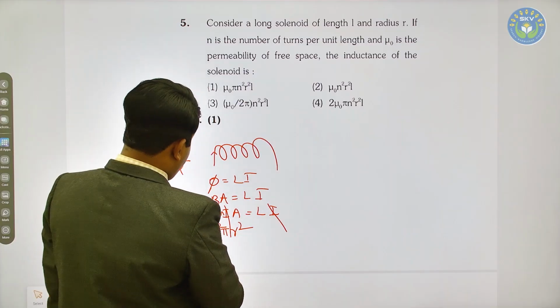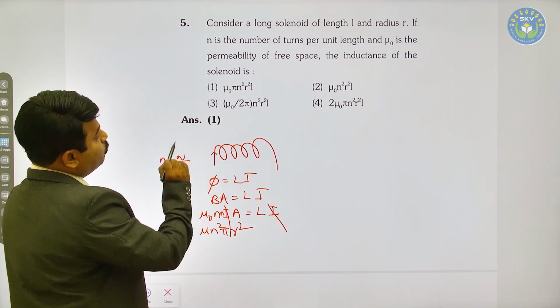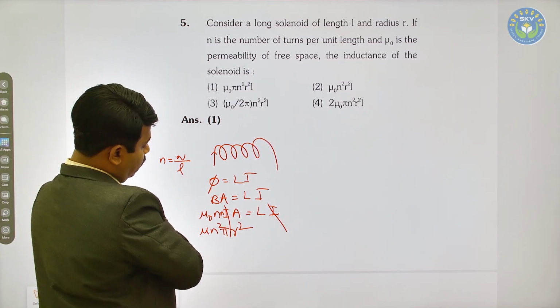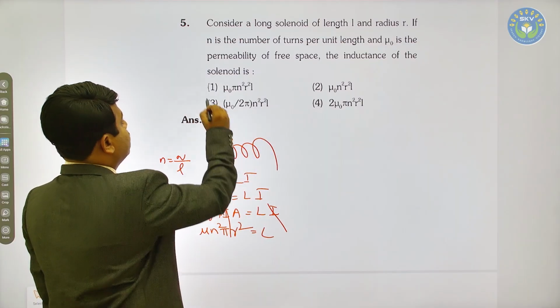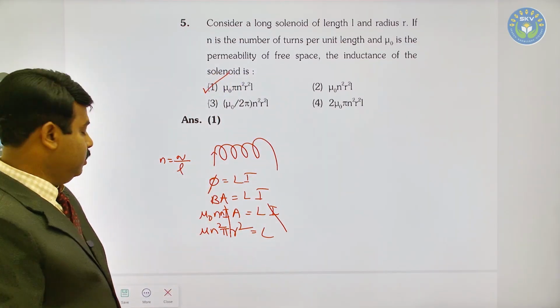Now, what is the option? Mu 0 N square pi R square by L, that is the inductance. Then option 1 is correct, right?